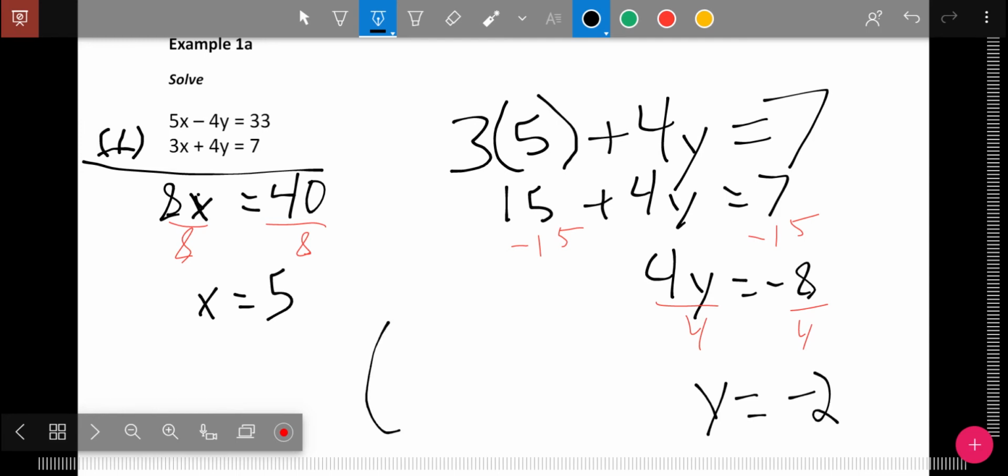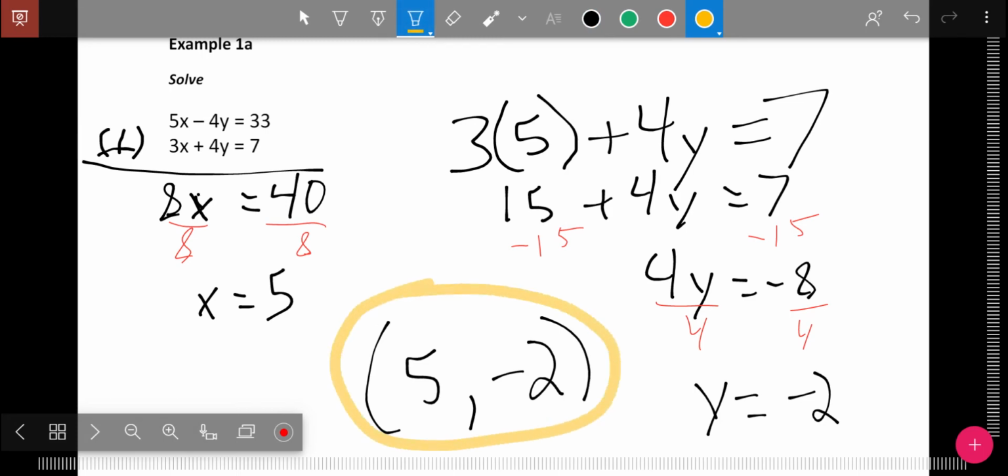And so my answer is 5, negative 2. The coordinate, 5, negative 2. So again, because they're stacked, I just add them up. This one worked really nice because they immediately canceled out the y's. I had an answer for x super fast and easy. I had to plug it back in to solve for y.